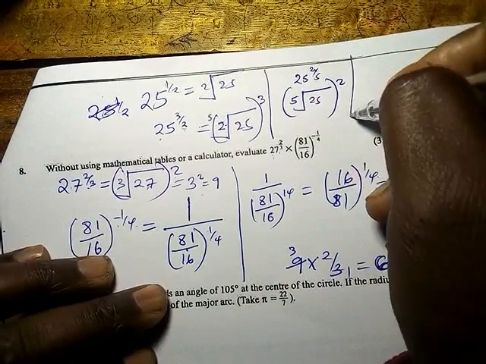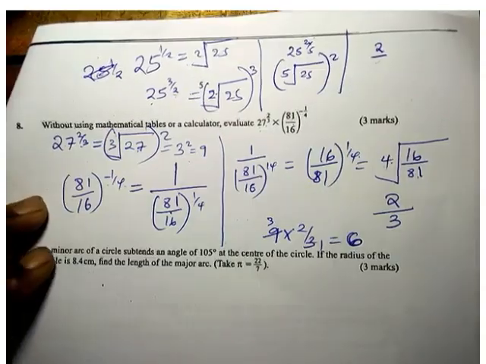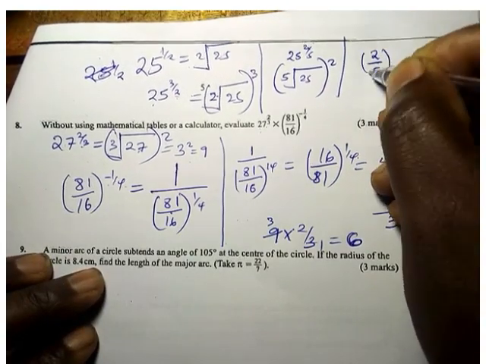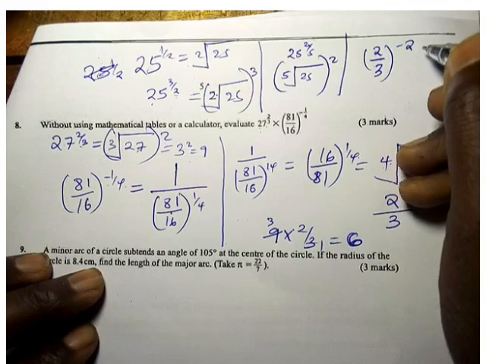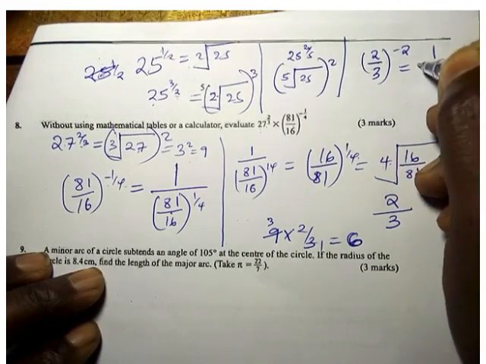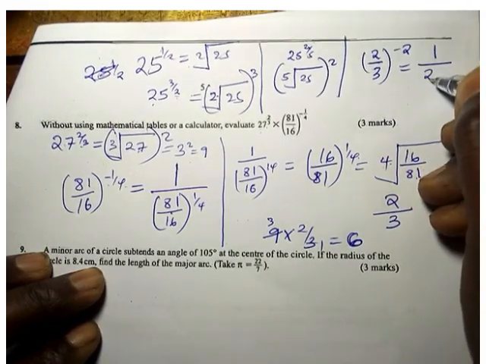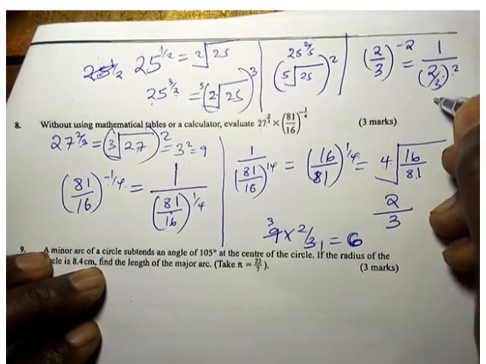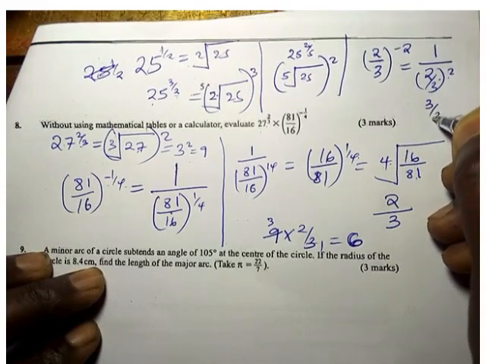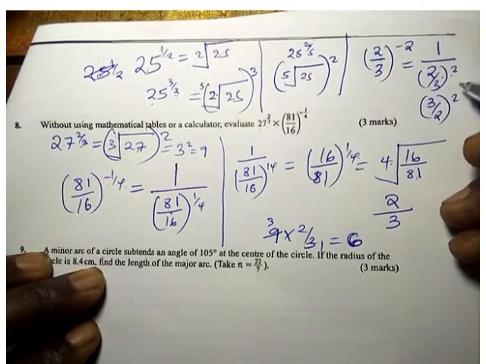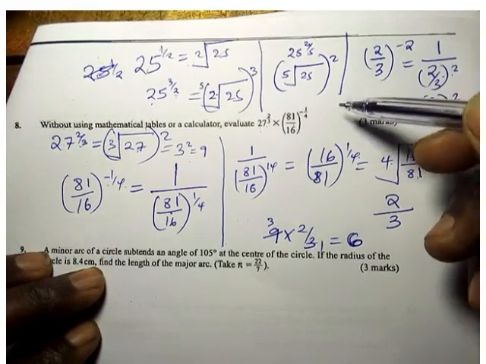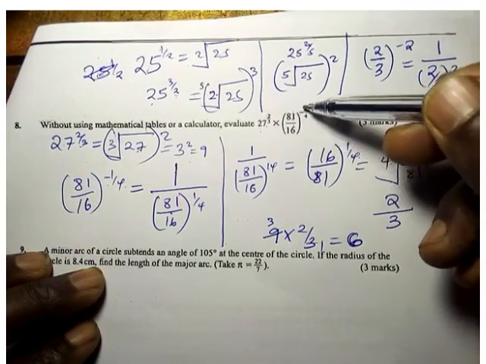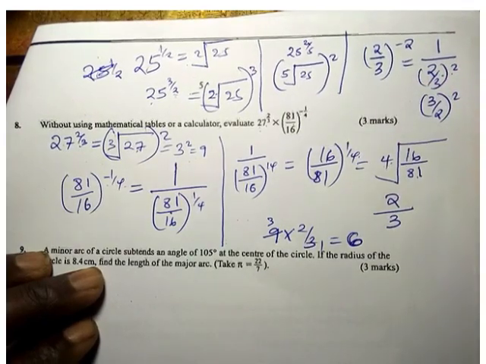When you have a number like 2 over 3 raised to power negative 2, it is simply the same as 1 over 2 over 3 raised to power 2 positive. So this is actually the same as 3 over 2 raised to power 2, the reciprocal now. So when you see a number that is negative, the only thing you do is bring it up, flip it, and make the power positive. Then you are done.